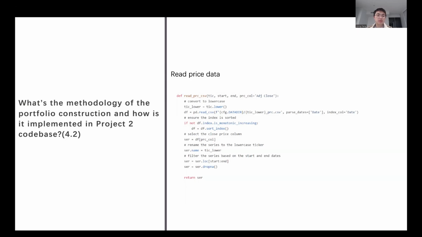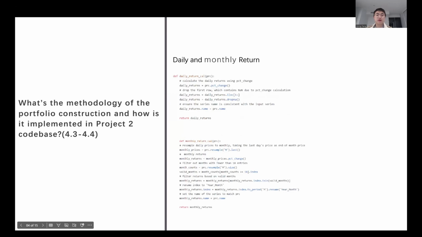Firstly, we use the write price CSV function to read the price data. In this function, the key is to use the stock index, select the specified data range, and deal with missing values. Second, we calculate the daily and monthly returns using the daily return calculation and monthly return calculation functions, both of which need to handle missing values. And when calculating the monthly returns, we use the resample function to resample the daily price to the price on the last trading day of the month.